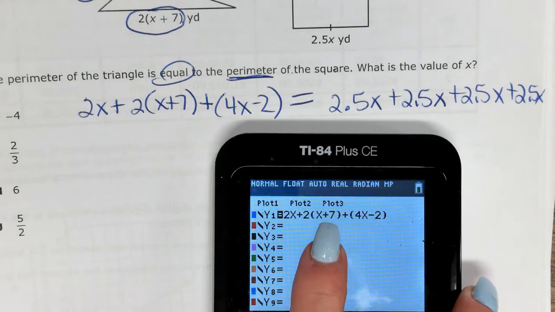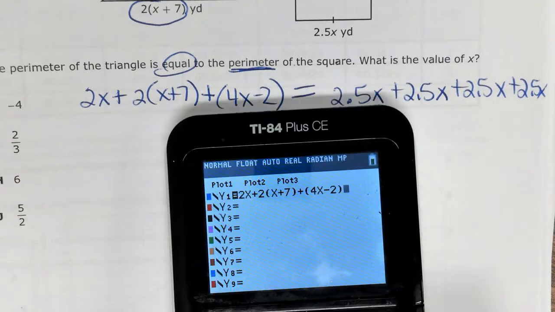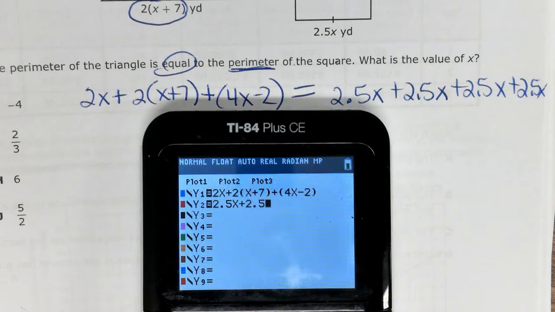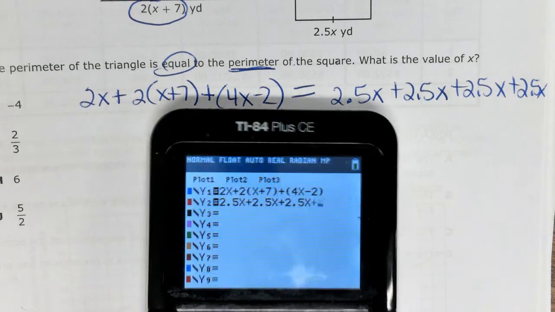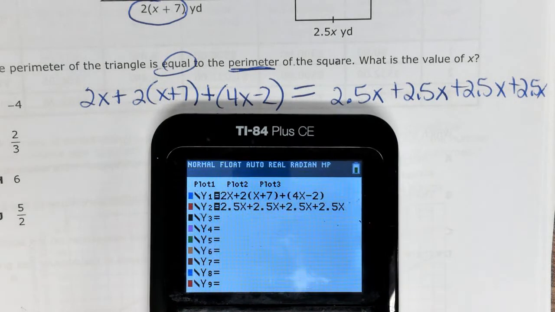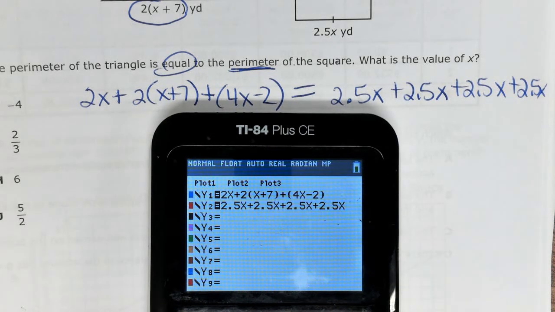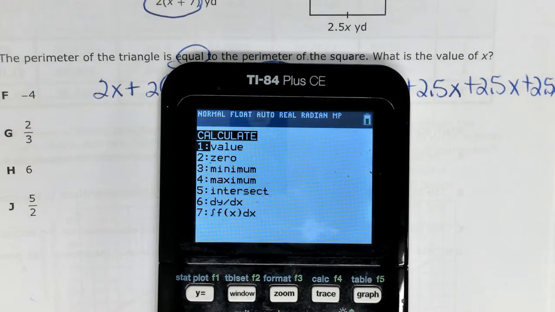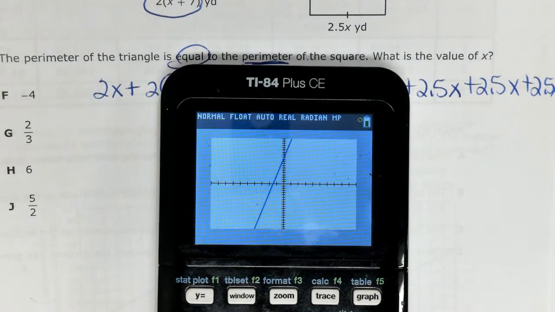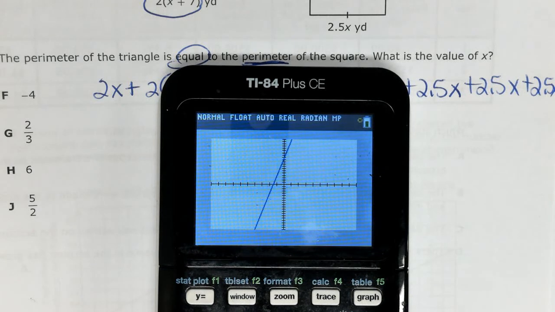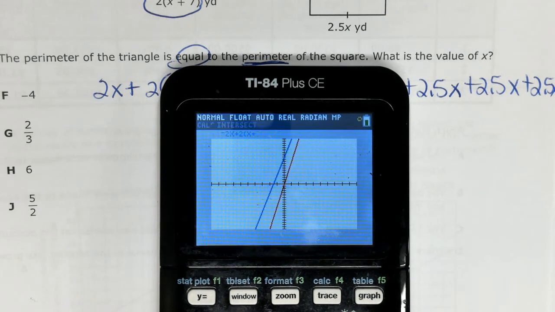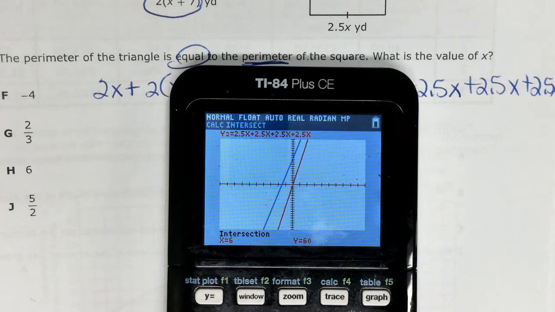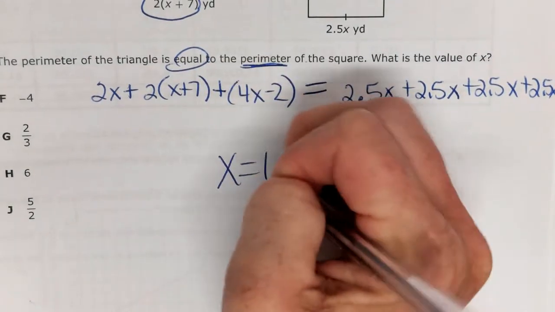Okay, did I type in the left side correctly? Now I do the right side: 2.5x plus 2.5x plus 2.5x plus 2.5x. Where do I go to solve an equation? Second trace, option 5, wait for it to graph. Let's see if it'll solve it. If not, I need to zoom out. Enter, enter, enter. The value of x is 6.